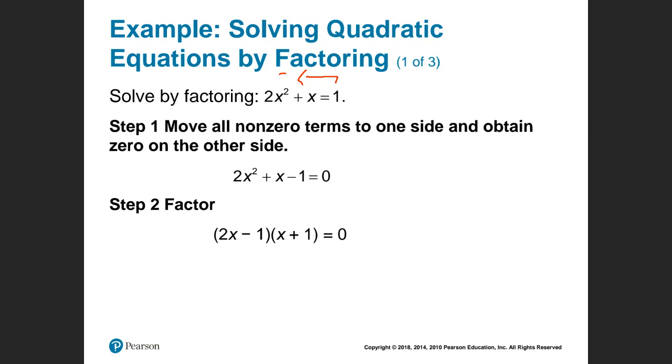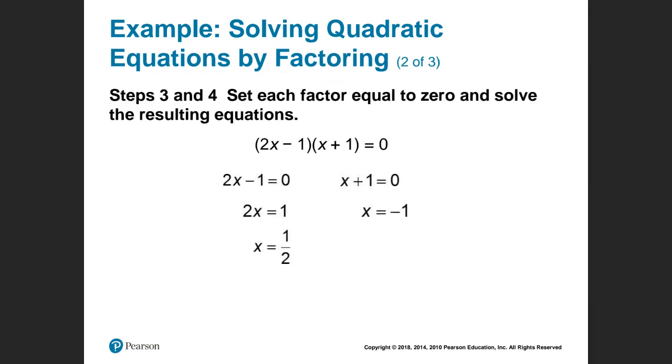Step 2: factor now. 2x squared plus x minus 1 equals 0. We factor this one and we get 2x minus 1 times x plus 1 equals 0. Steps 3 and 4: set each factor equal to 0 and solve the resulting equations. Remember, a times b equals 0, then a equals 0 or b equals 0. So now we put 2x minus 1 equals 0 for this one, and another one is x plus 1 equals 0.